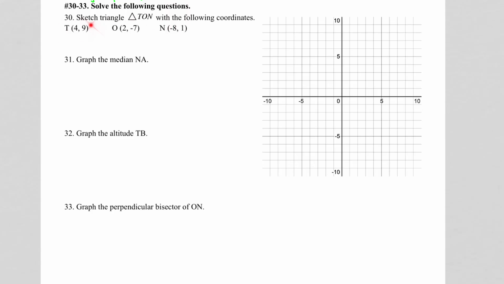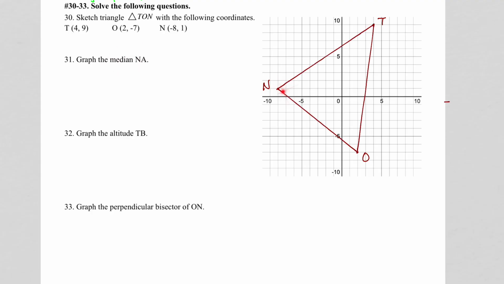First thing I'm going to do is graph these points. So 4, 9 is the point here. 2, negative 7 is the point here. And negative 8, 1 is the point here. So I'll call this TON. And then I'll use a ruler to graph this.